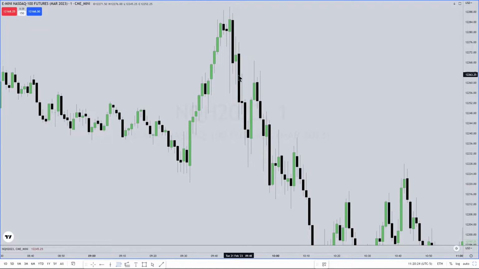But look closer. Take a look at this wick here and measure it. Find the consequent encroachment of that wick and then the consequent encroachment of this wick. I'm going to show you what the algorithm's referring to here. Between the consequent encroachment of this wick and the consequent encroachment of this wick here, that right there is equivalent to what? A fair value gap. So right there is equivalent to a fair value gap. Now you don't see it. You don't see that in charts.